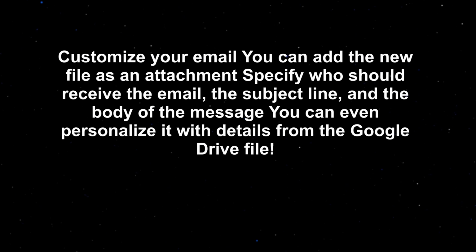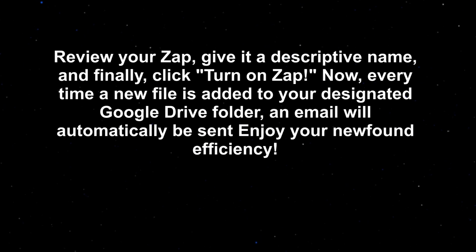Customize your email. You can add the new file as an attachment. Specify who should receive the email, the subject line, and the body of the message. You can even personalize it with details from the Google Drive file. Review your Zap, give it a descriptive name, and finally, click Turn on Zap.